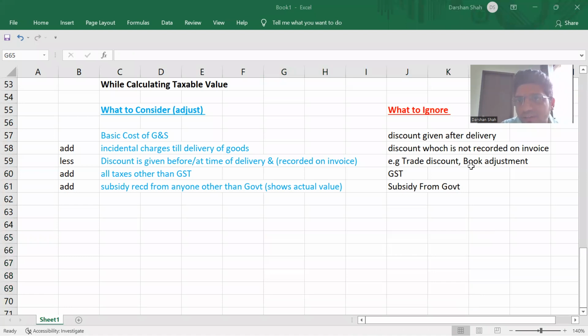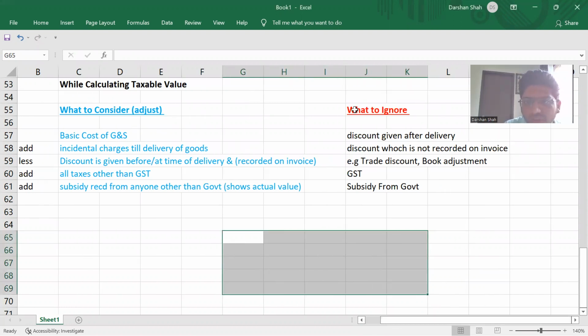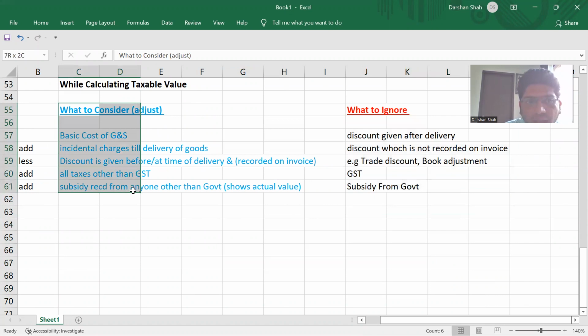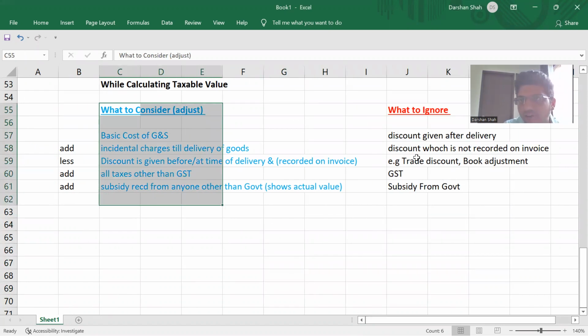Any doubt till here, guys? You will be expecting practical questions on this. That's why I'm giving a list. When you read a question, you just ignore these, and you will adjust. Adjust means add or less all of these and get the taxable value. And for every point, I'm giving you the logic. Done?